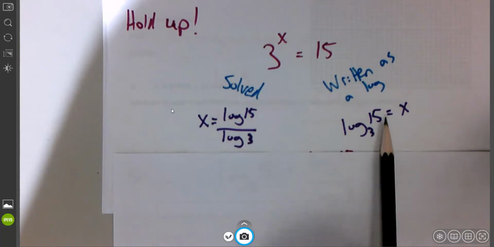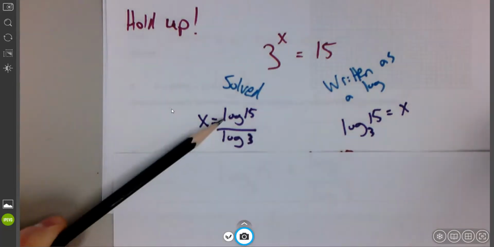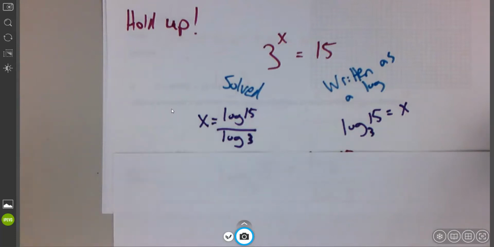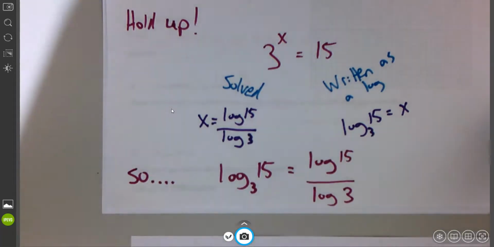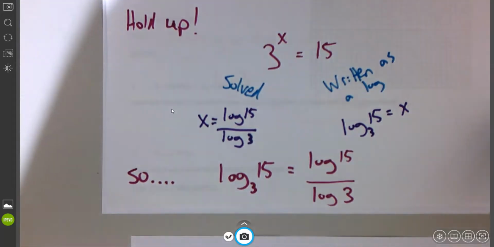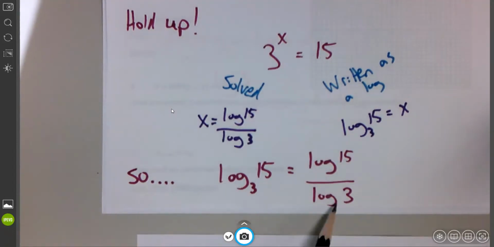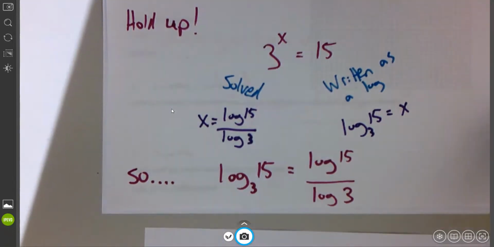Log base 3 of 15 is exactly the same as log base 10 of 15 over log base 10 of 3. And we get something called the change of base theorem. We can write any logarithm we want with any base we want. We like to use base 10 because that's what our calculator does. Or we could use the natural log. It wouldn't matter.